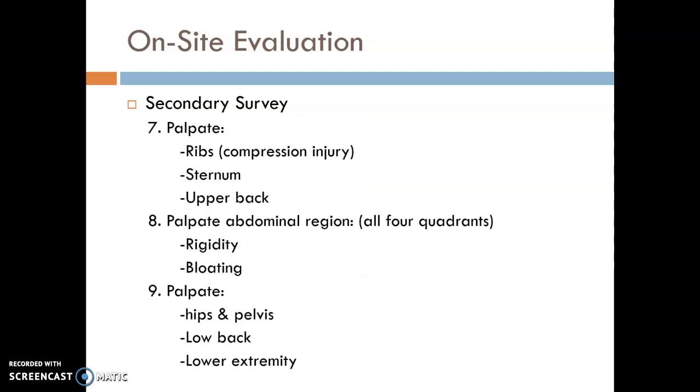Next, in the secondary survey, we will move on and start palpating the torso and abdomen. We'll go over ribs, sternum, upper back, and then into the abdominal region, trying to palpate all areas and different organs. We're not going to go over it super in depth in this class, but we're looking for things like rigidity or bloating in the abdomen to make sure there's no internal bleeding. And then from there we will go down, palpate hips, pelvis, lower back, and then do the same sort of testing on the lower extremity that we did for the upper.